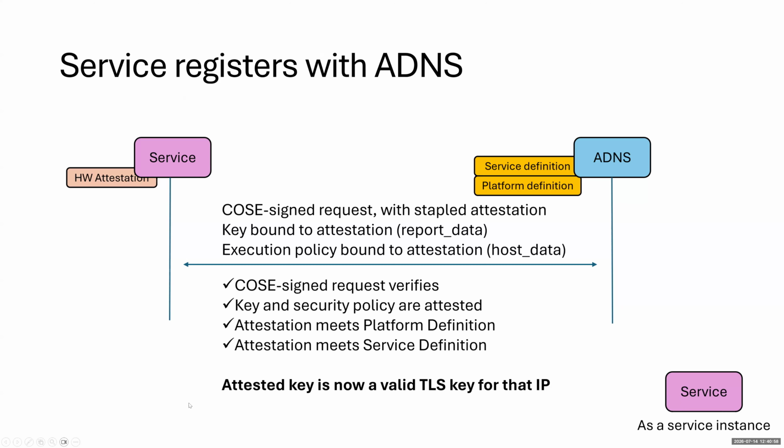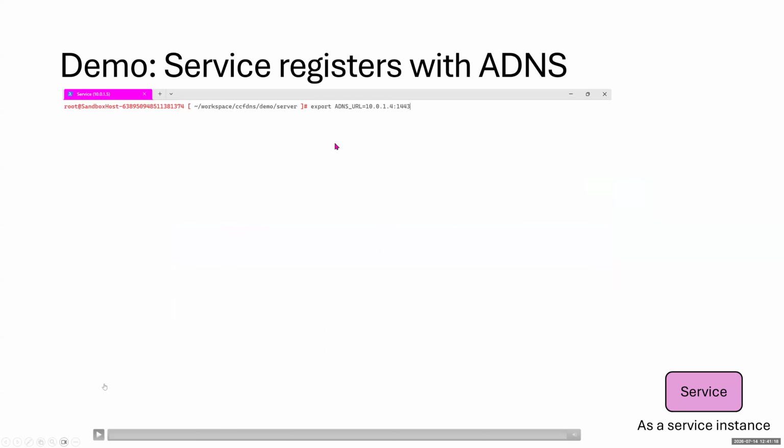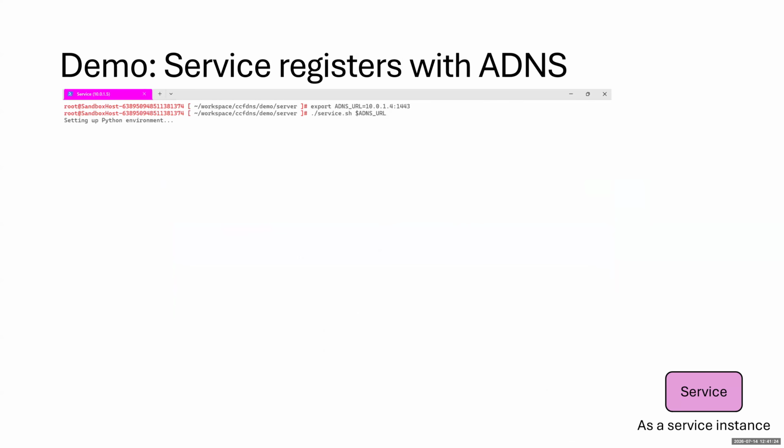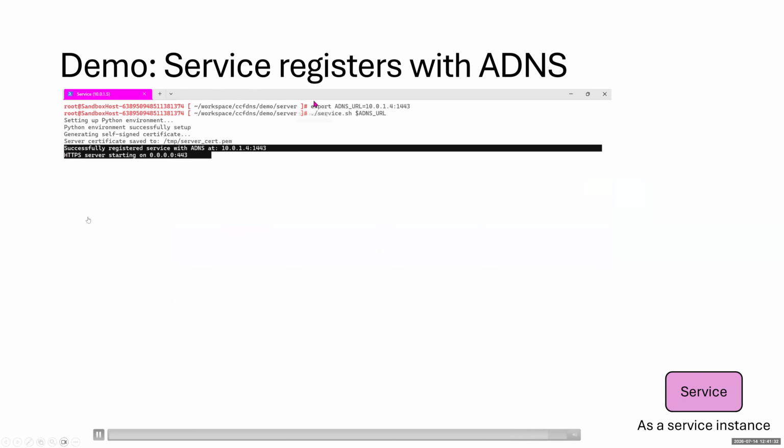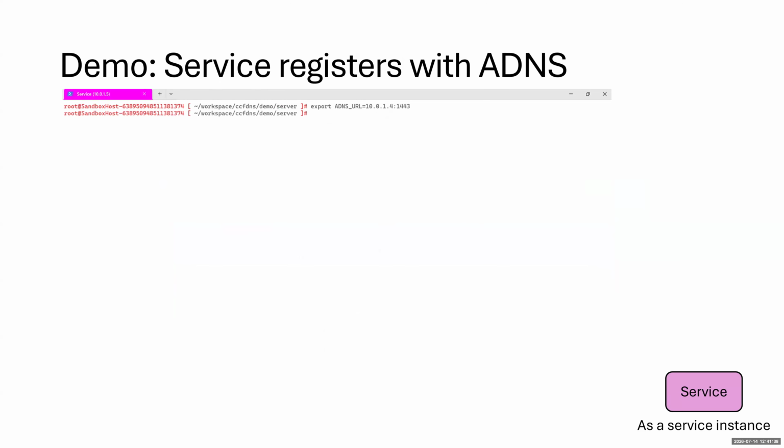So from here on, we have the key that was attested as a valid TLS key for the IP. If we resolve that name in the future from the ADNS server, we'll be getting that key, or that set of keys if we registered more than one, as valid instances of the service. So here we start a little service instance. We point it at our ADNS server, and we register with it, and then we start serving requests over TLS.